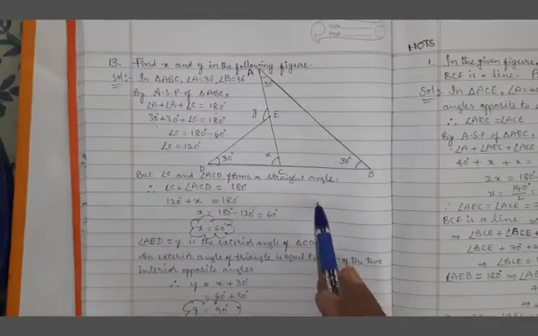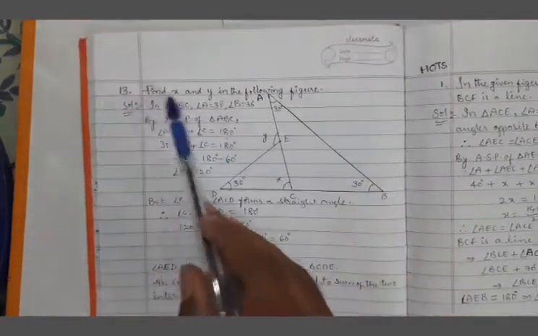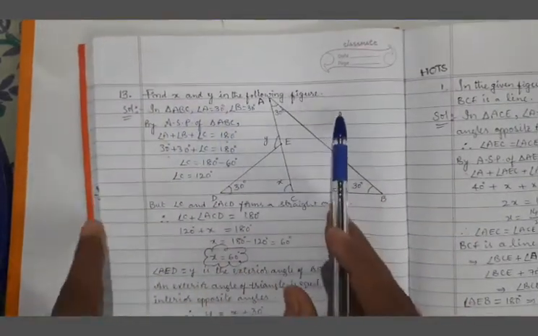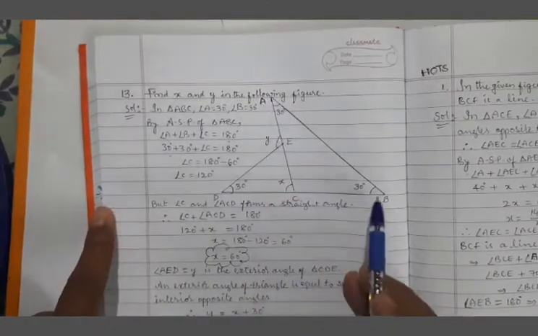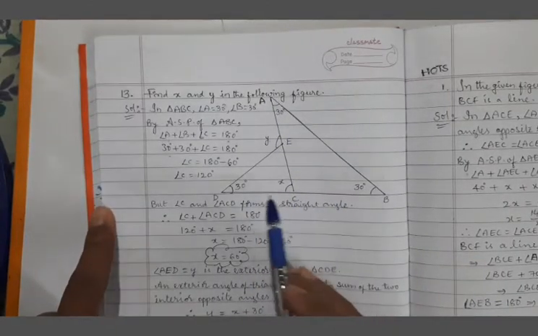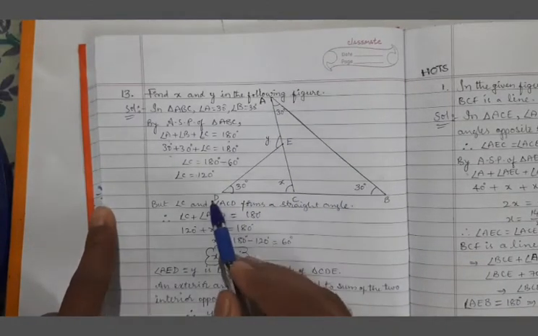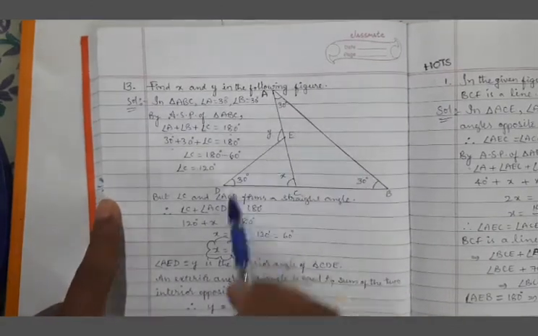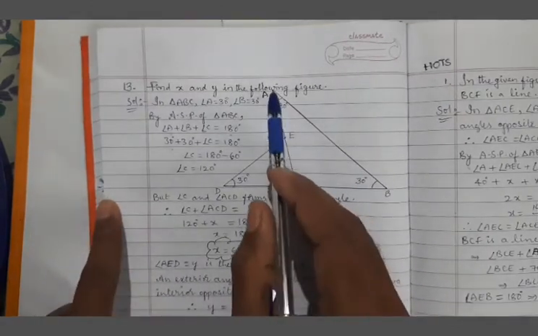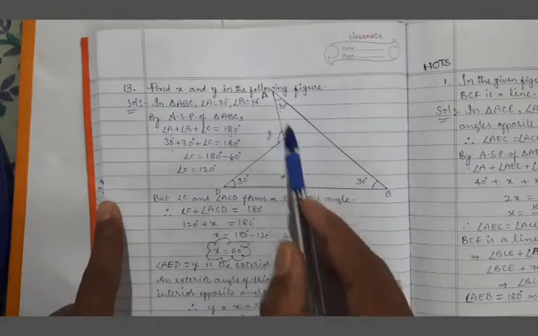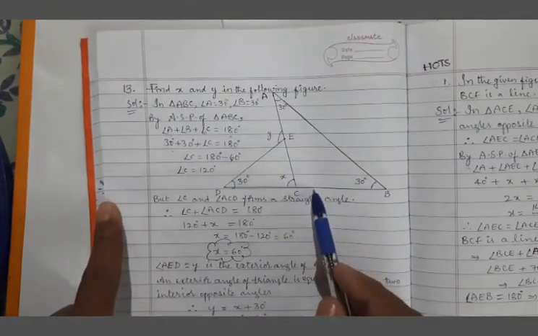Okay. Now question number 13, children. Find x and y in the following figure. Observe A, B, C is one triangle. Then C, D, E also a triangle. Now when I observe ABC triangle, two angles are given. The third one is missing.